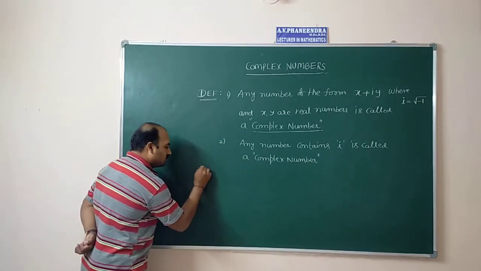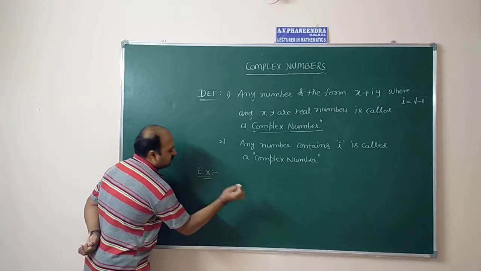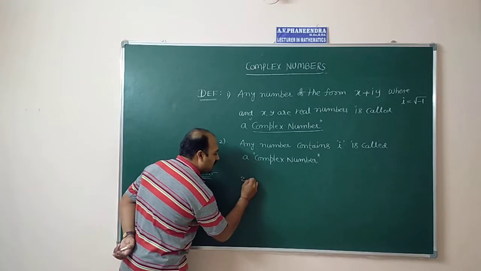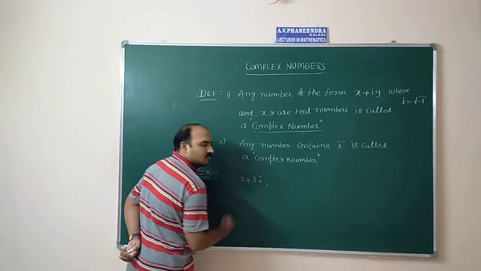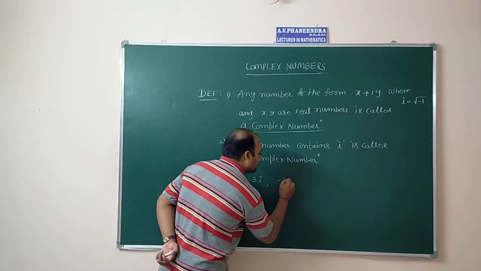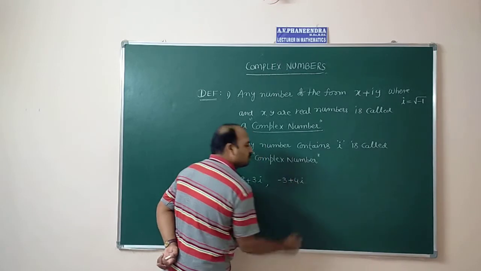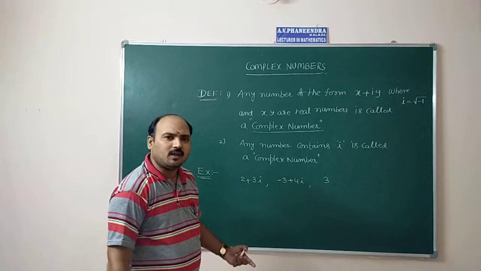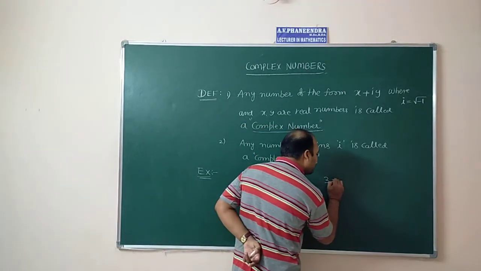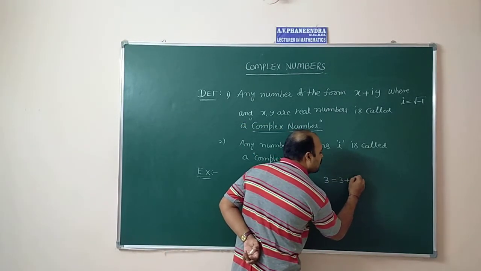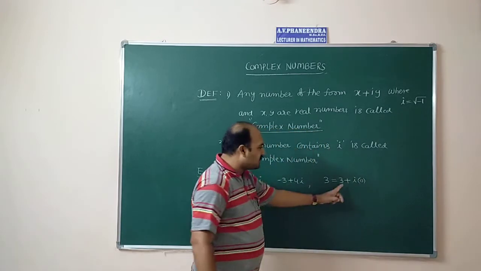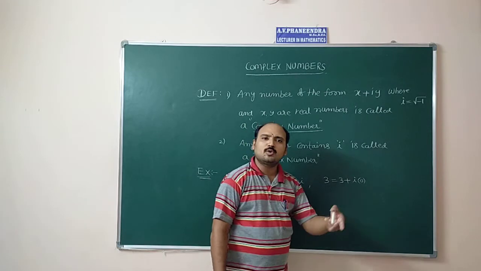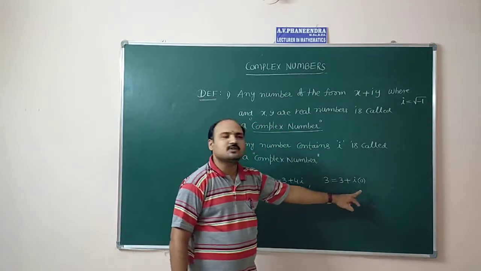For example, in x plus iy form, we can write 2 plus 3i, minus 3 plus 4i. We can write 3 also as a complex number. Why? 3 can be expressed as 3 plus i into 0. We are expressing it in the form x plus iy, where 3 comma 0 belong to real numbers. So we can express it this way.